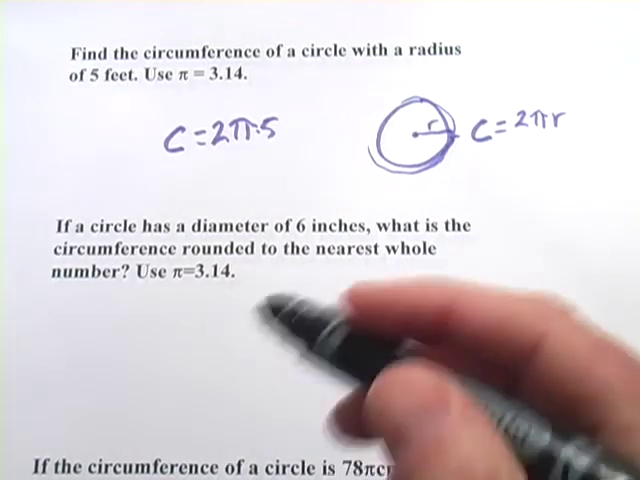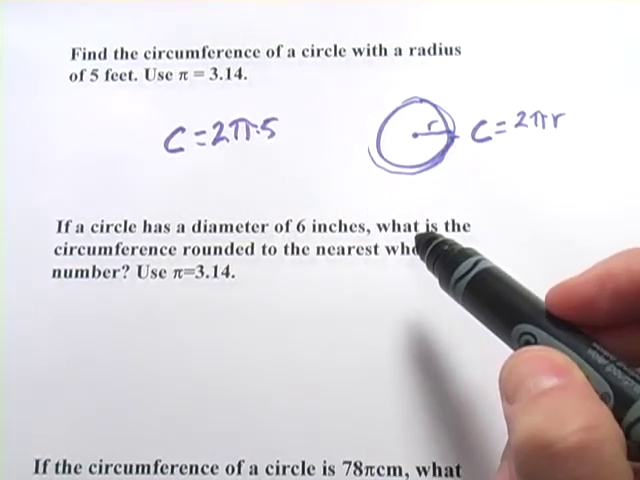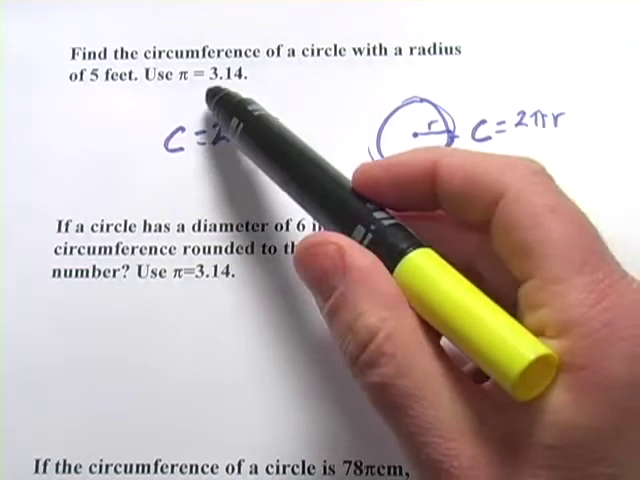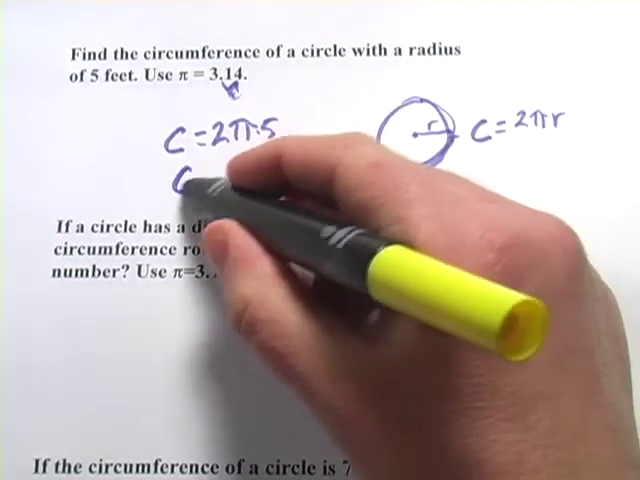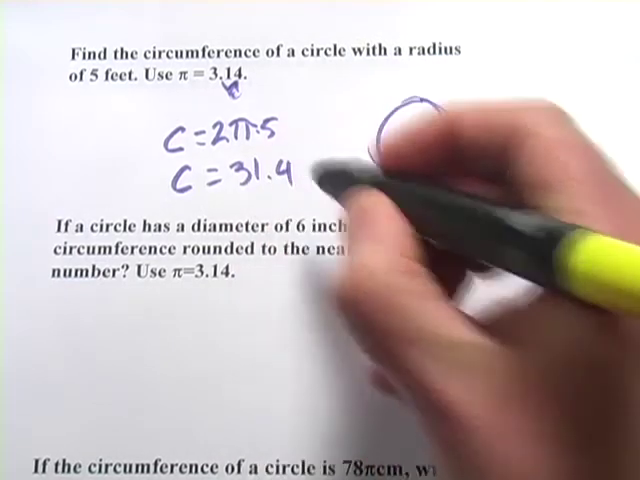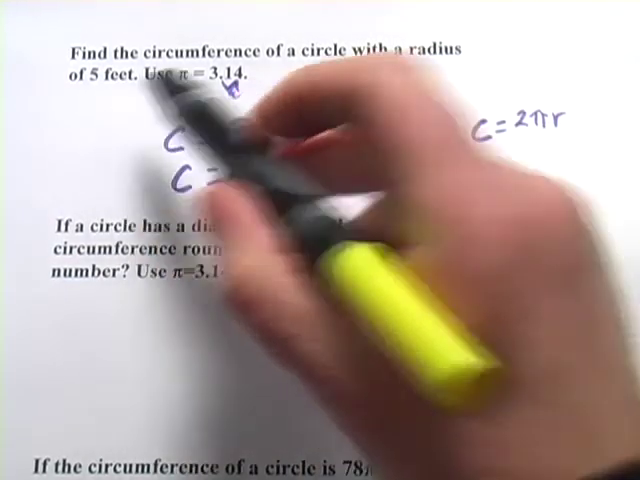And then we can chug that out on our calculator. 2 times 5 is 10. Well, maybe we don't need a calculator for this one, because 10 times 3.14, I would just move the decimal place 1, and it would be 31.4. And that was feet.